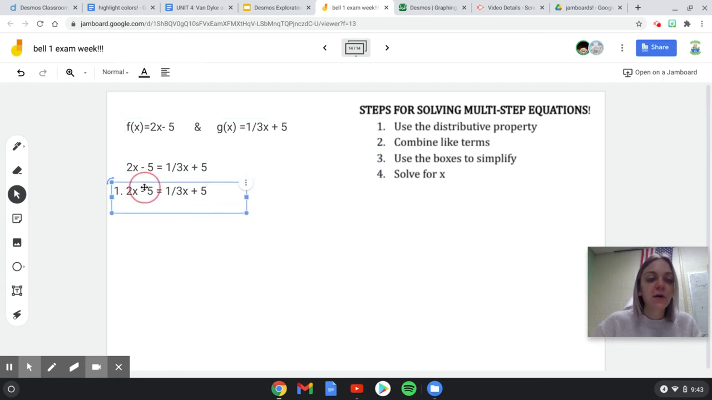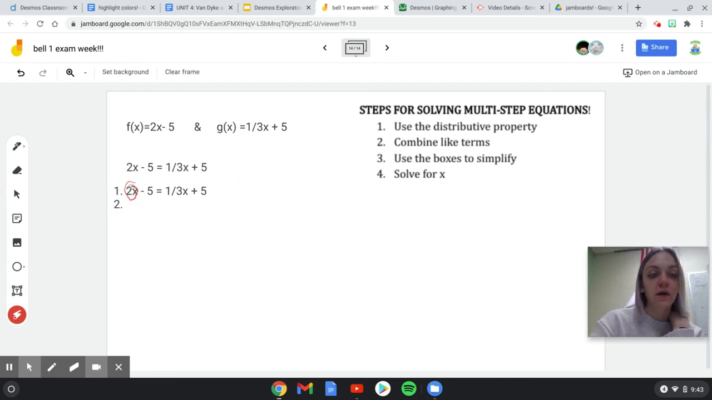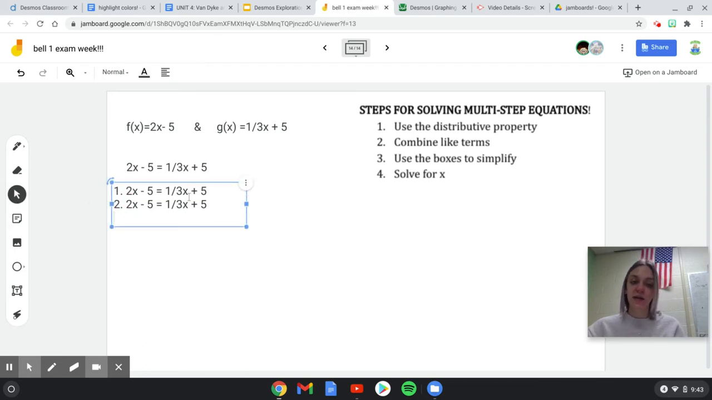Now I'm ready for step 2, which is combining like terms. Again, I'm looking if I have multiple variables on the left side or multiple constants on the left side, which I don't. I have one variable, one constant. Now I'm going to check on the right side. I've got one variable, one constant. So number 2 is going to stay the same.